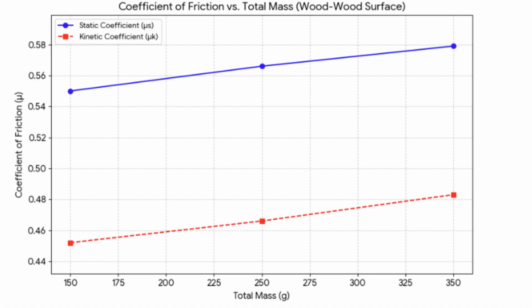I conclude that under real experimental conditions, the heavier block slightly altered the contact interface, likely by causing minor surface deformation, which increased the friction to normal force ratio. In summary, my experiment successfully validated the core physics principles of friction using the inclined plane method.